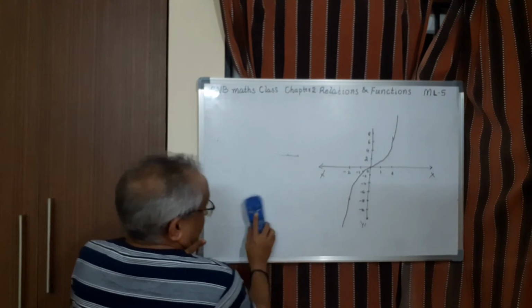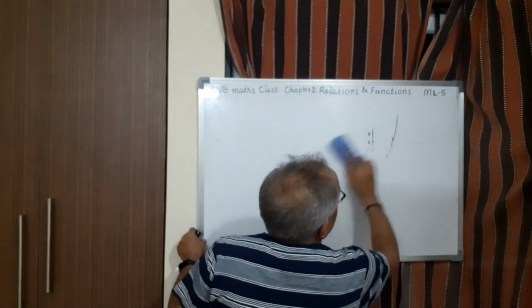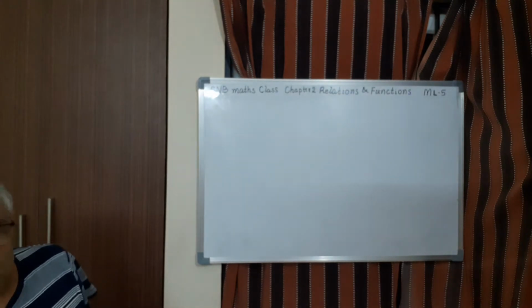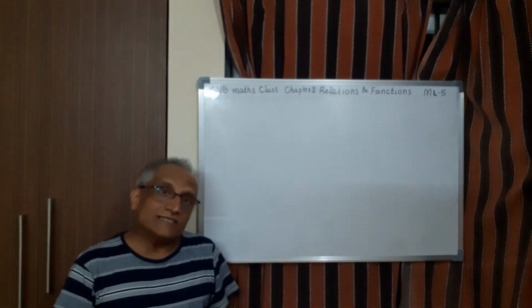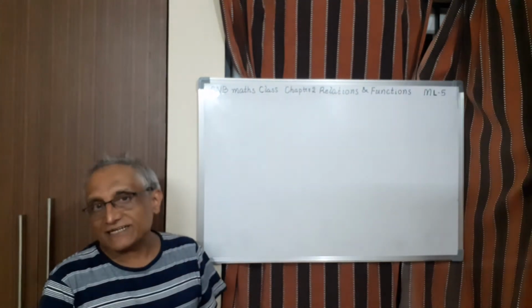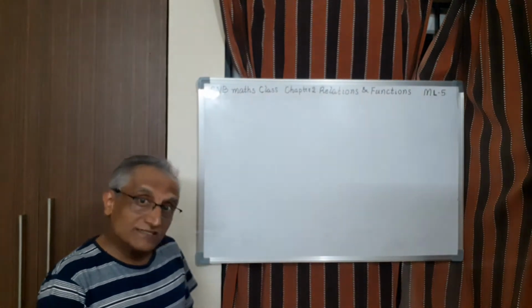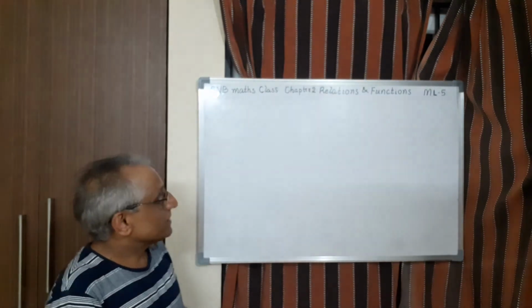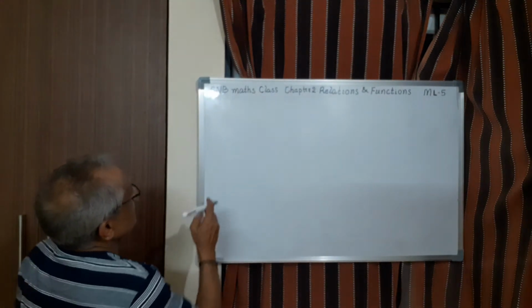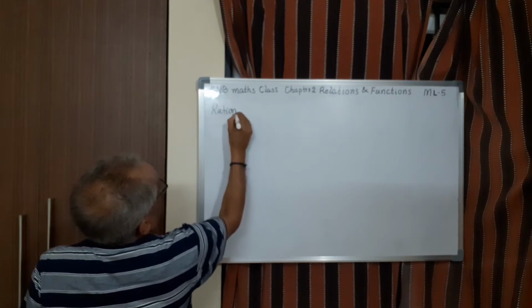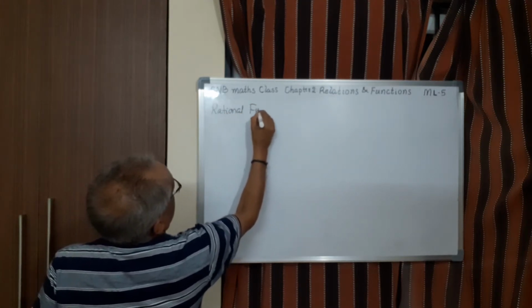Let me first sum up what we have done. First one is identity function. Next one is constant function. Next one is polynomial function, and we have seen that identity function is also a polynomial function. Constant function is also a polynomial function. Now let us take the next type, rational function.